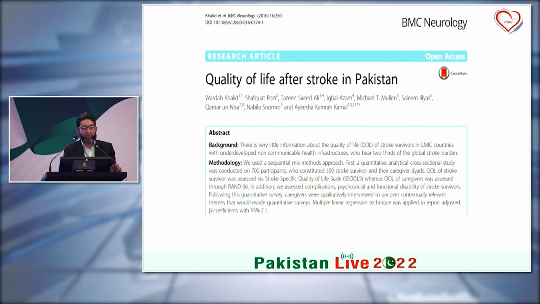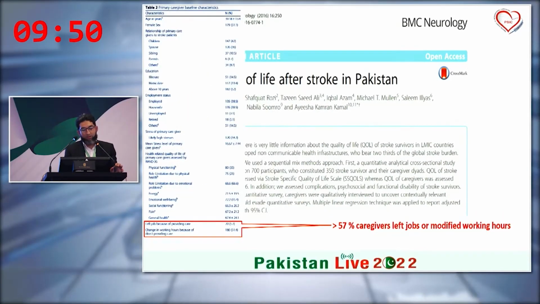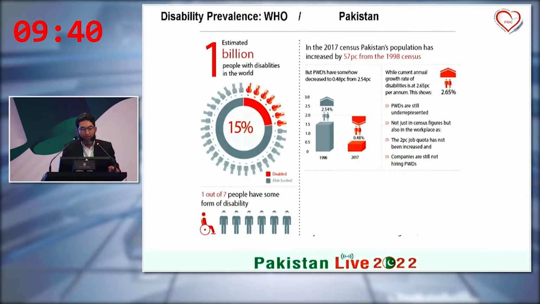So briefly, I would like to share this study that was published in 2016, on quality of life after stroke in Pakistan, and I want to share two findings here. In this study, they found that more than 54% of patients with stroke were living with moderate to severe disability, and secondly, more than 57% of caregivers either left their job or modified working hours due to giving care to the stroke patient. Secondly, the data available about the disability prevalence in Pakistan is not reliable.